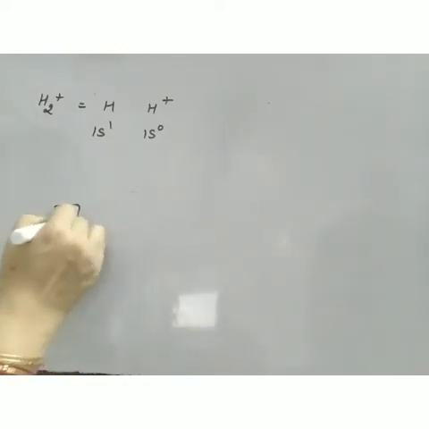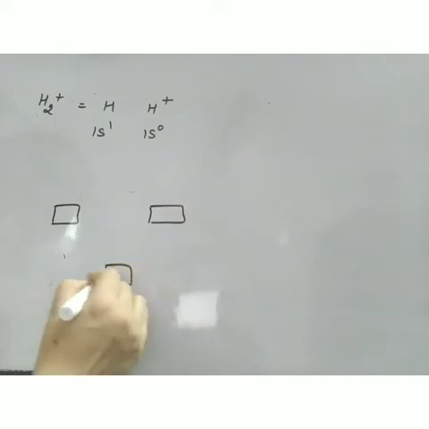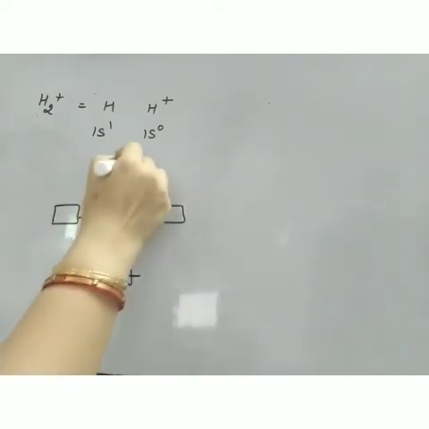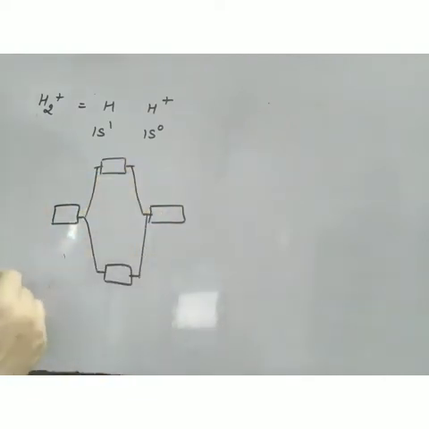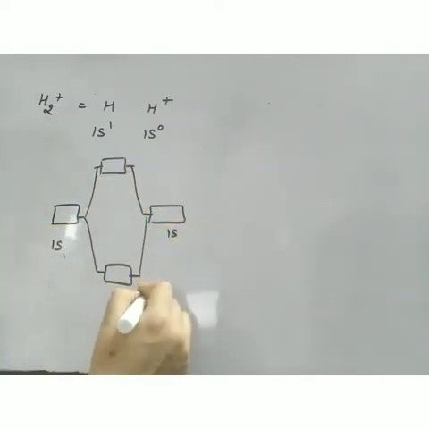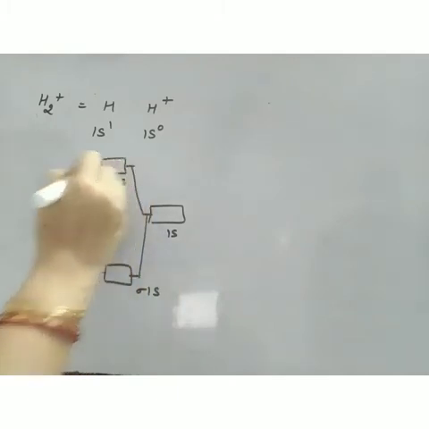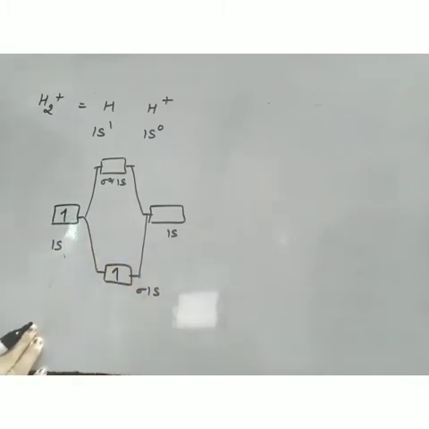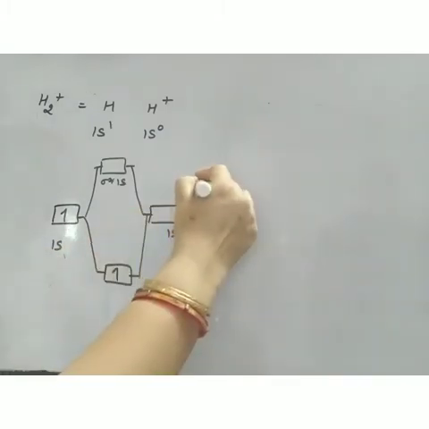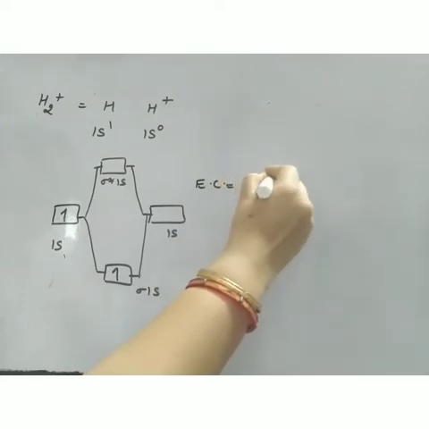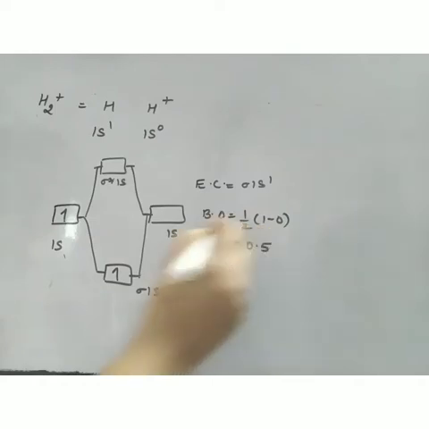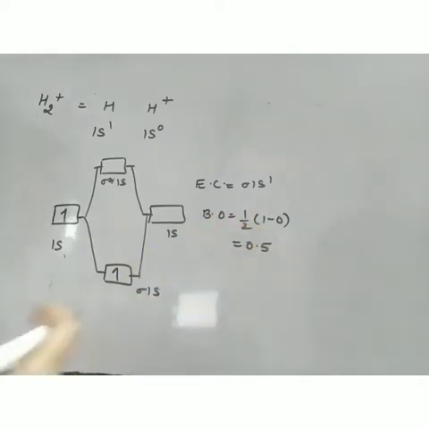So now join them. Now this is 1s, this is 1s, this is sigma 1s, this is sigma star 1s. Now this has one electron and this does not have any. So the single electron will come here. So what is the electronic configuration now? Sigma 1s1. And what is the bond order? Half into 1 minus 0, that is 0.5. And the molecule is paramagnetic. The bond order is 0.5.